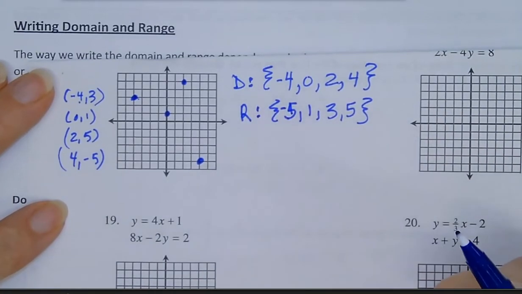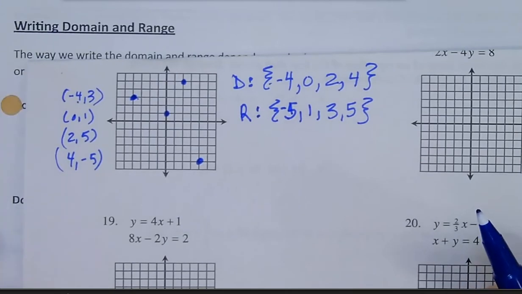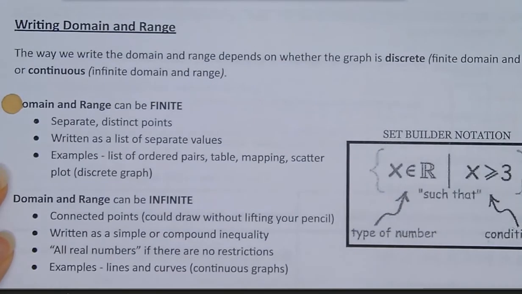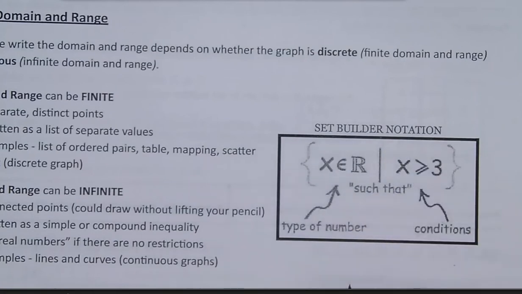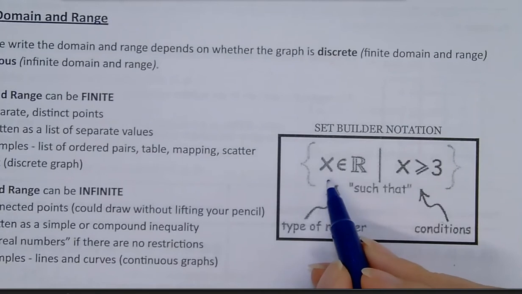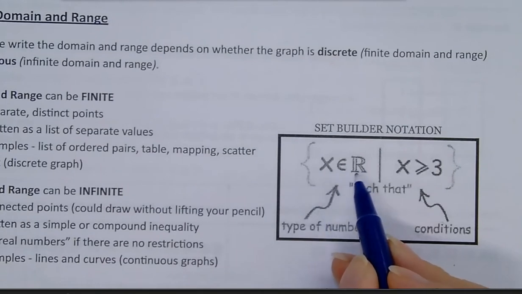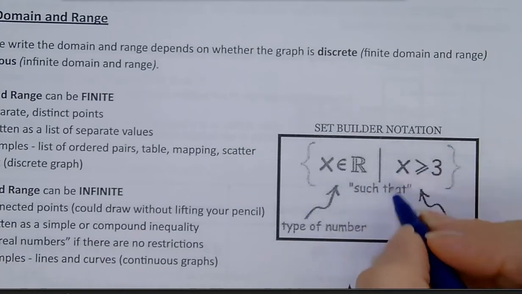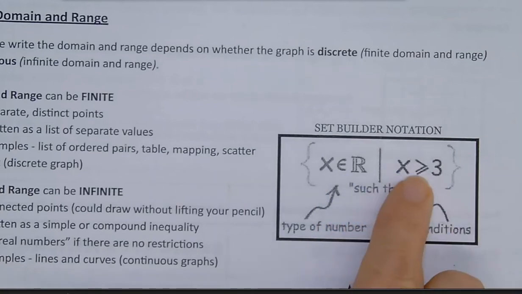So far, when we've talked about domain or range, we've said we have a set of values that we could possibly be using. But we're going to get a little bit fancier. So today, we're going to use set builder notation. I'm going to tell you that x is an element of the real number system. And then this vertical line just means "such that."